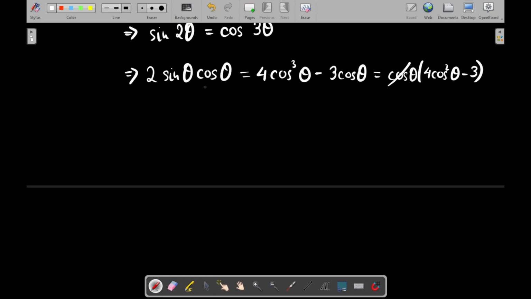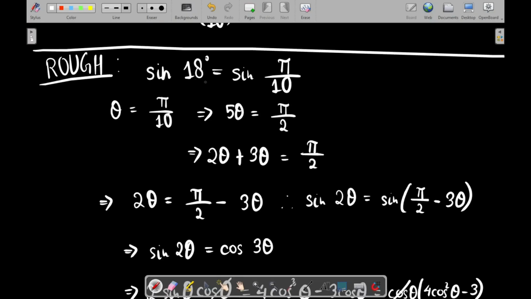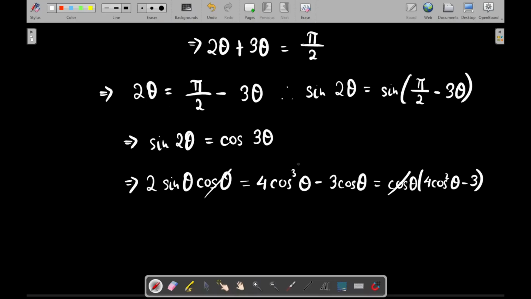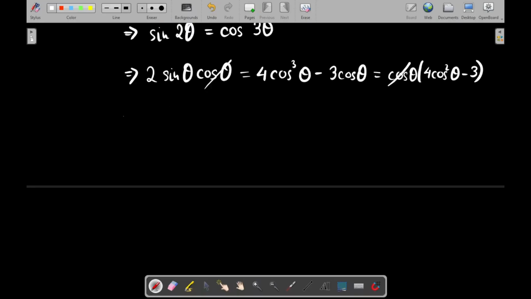So this cos theta and this cos theta can be cancelled because cos theta is not equal to 0, right? Cos theta is 0 for 90 degree. Here theta is 18 degree, pi by 10. So cos theta can be cancelled from both sides. So this gives us 2 sin theta, and this cos square theta can be written as 4 times 1 minus sin square theta, minus 3.